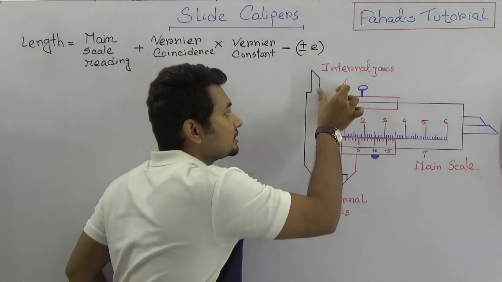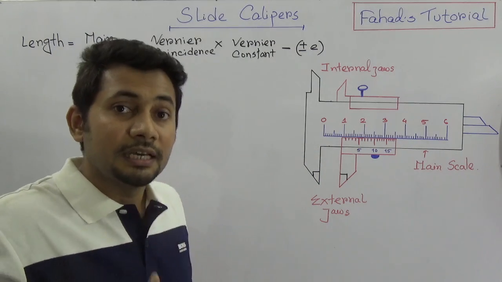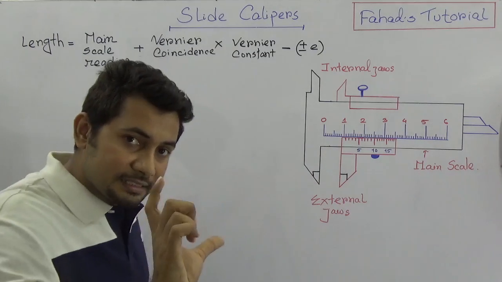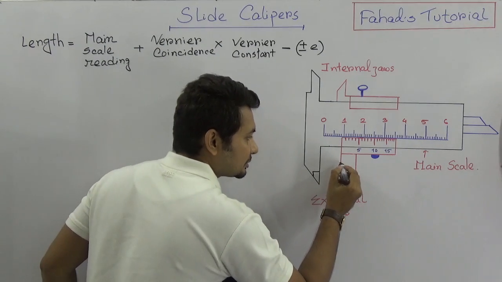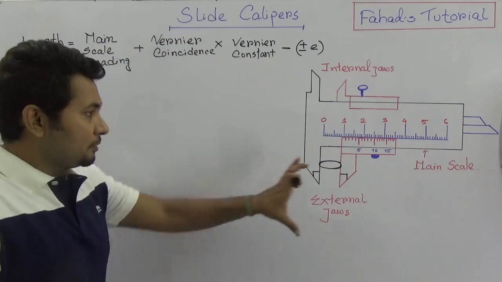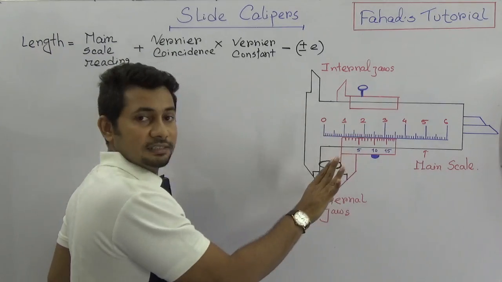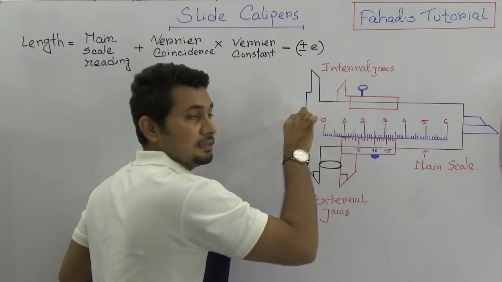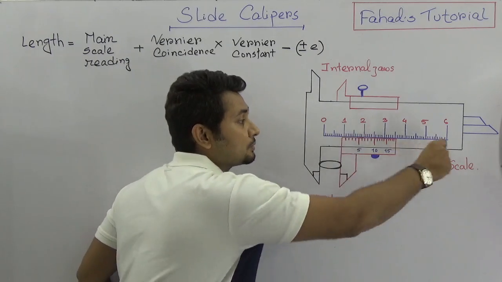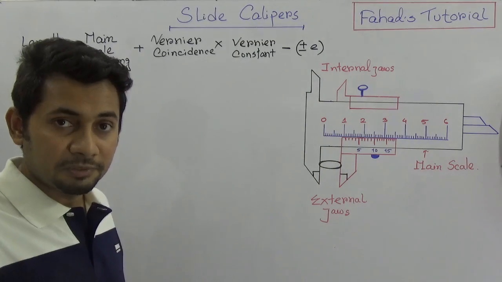You see that the directions of these two sets of jaws are different. When we measure an external diameter, we use this one. Let's think that something is placed in between these two external jaws. Before explaining, we need to know one more thing: there are two different scales, the main scale and the adjacent movable Vernier scale. As it slides, we can use it through sliding. That is why it's called slide calipers.